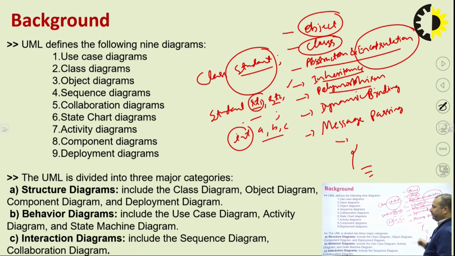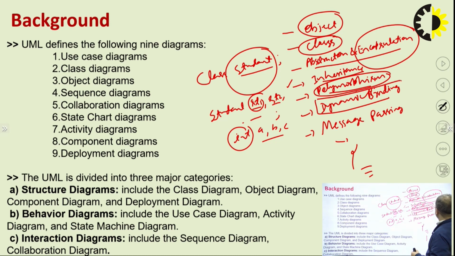Polymorphism is what? Polymorphism is basically one thing showing different forms at different times. This feature, the concept of polymorphism, is implemented by using function overloading and operator overloading. Dynamic binding is what?